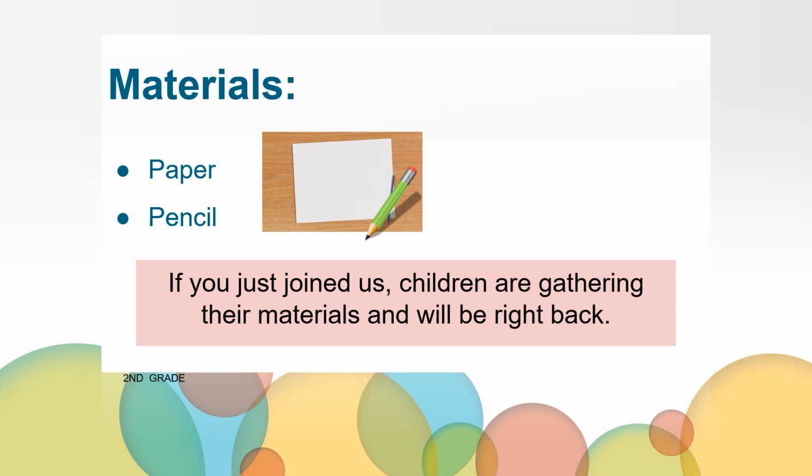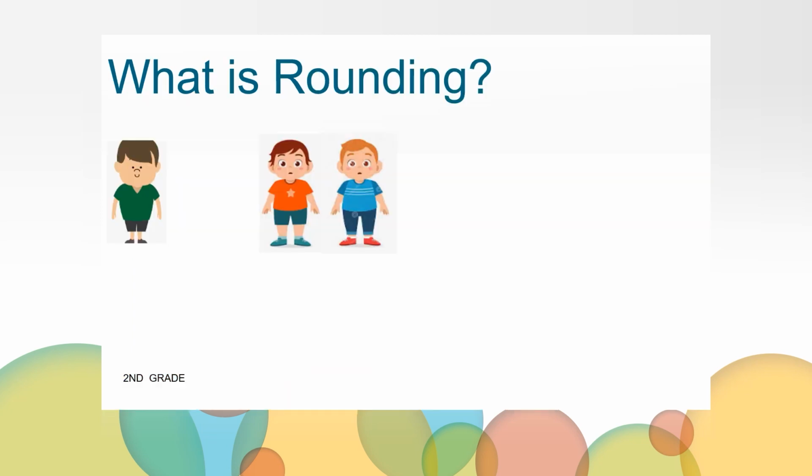All right, let's get started today. When you look at this picture, who is the boy in the orange shirt standing closest to? Is he closer to the boy in the green shirt, or is he standing closer to the boy in the blue shirt? And how do you know?